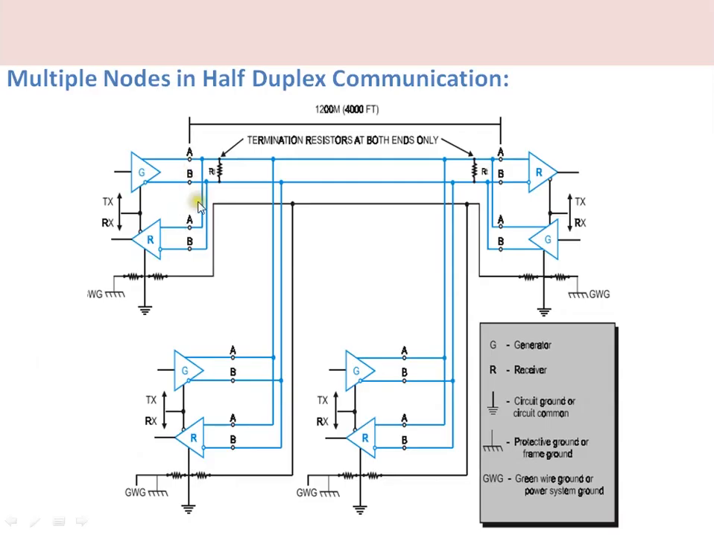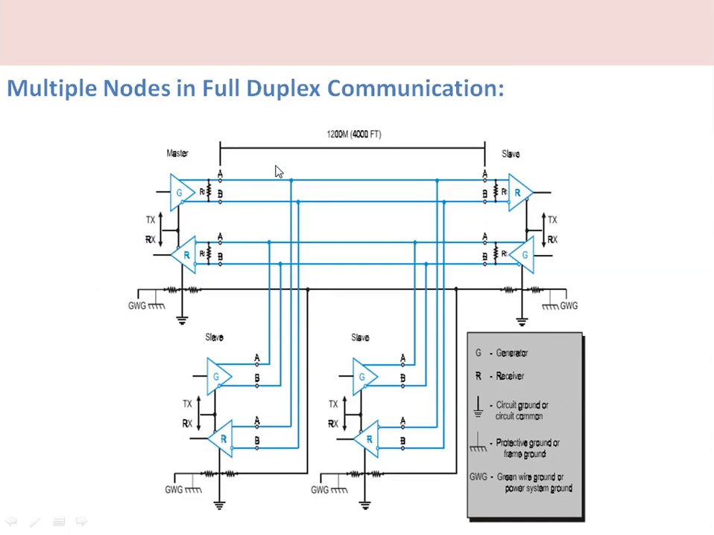This figure shows how multiple nodes are connected in half duplex communication in the RS485 standard. This is one node, this is the second node, this is the third node, and this is the fourth node. All the nodes are using the same twisted pair cable. And this figure shows how these multiple nodes are connected in full duplex communication as per the RS485 standard. Separate twisted pair cables are used for the transmission and reception of the data.